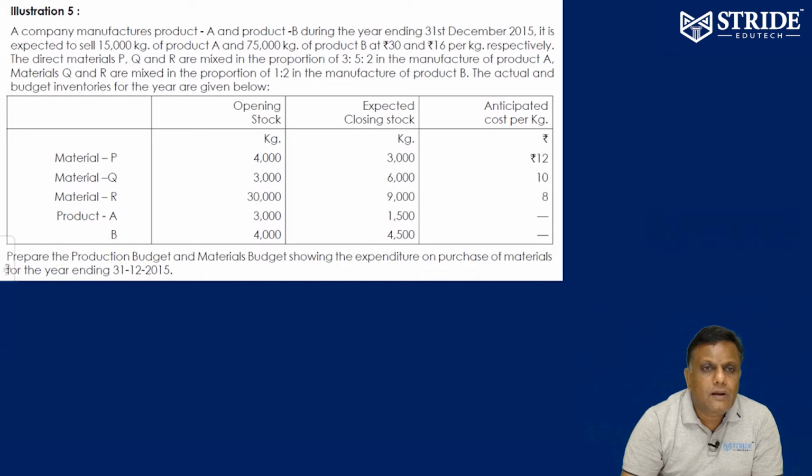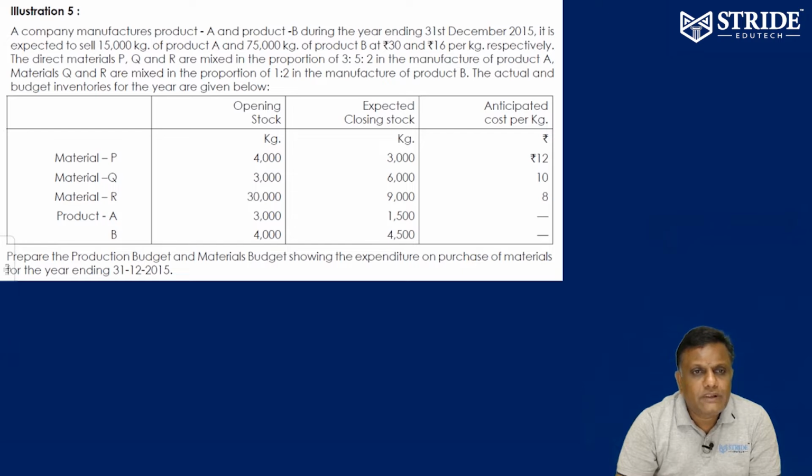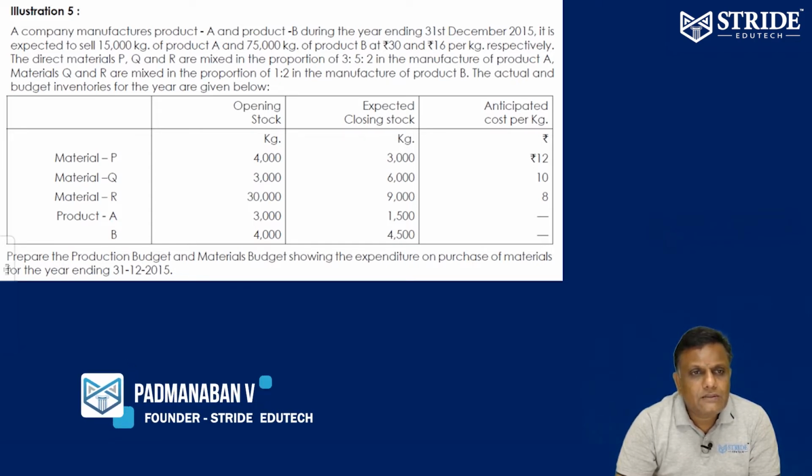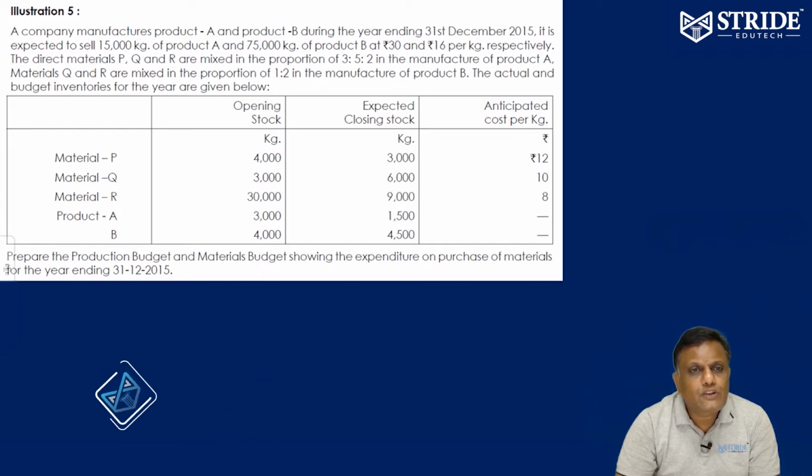A company manufactures product A and product B during the year ending 31st December 2015. It is expected to sell 15,000 kg of product A and 75,000 kg of product B at rupees 30 and rupees 16 per kg respectively. The direct materials P, Q, R are mixed in the ratio of 3:5:2.